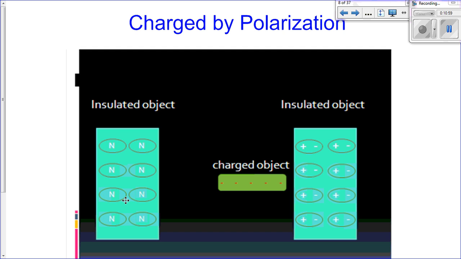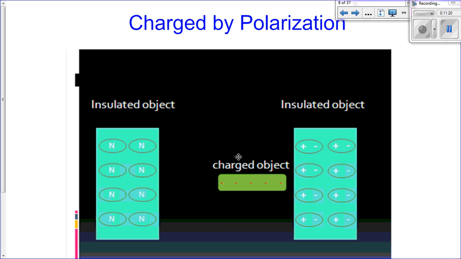That's what the N stands for. And remember, neutral does not mean it has no protons or electrons, but it just means it has an equal amount of them. And so I've shown 8 atoms that are in this insulated object. Obviously, there's many more than just 8 atoms, but we only need to see 8. And so right now it's neutral. There's even distribution of negatives and positives.